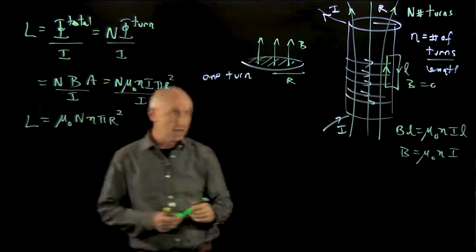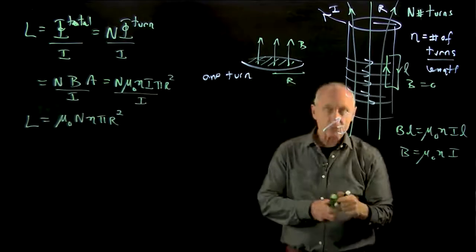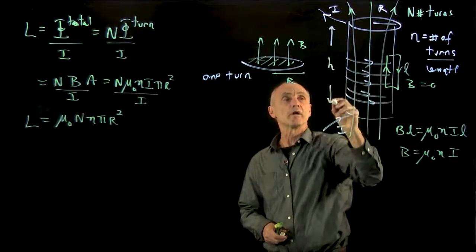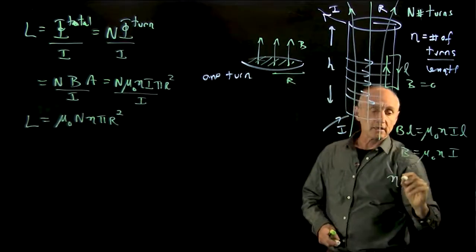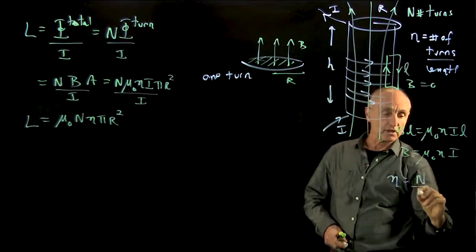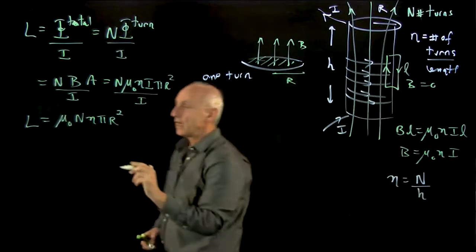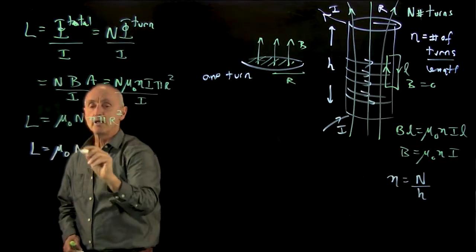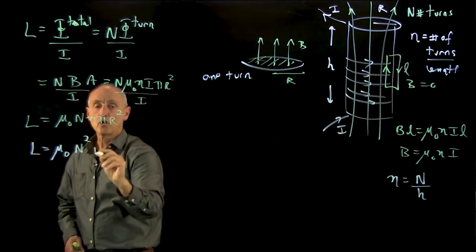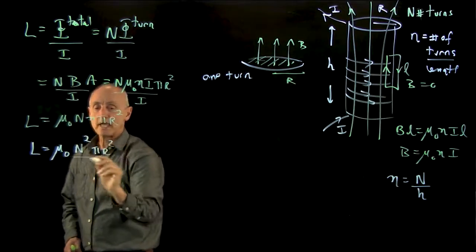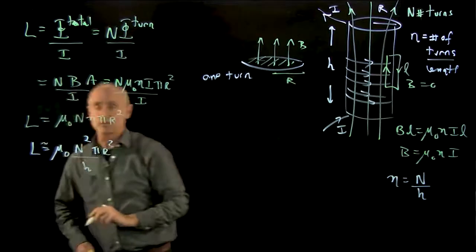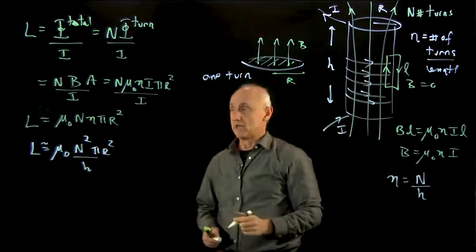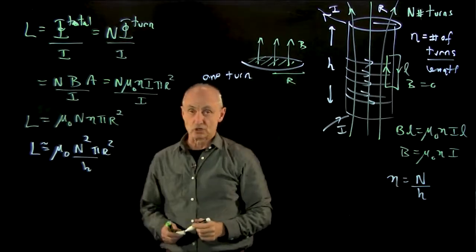Now, suppose that our solenoid was a length, we'll just call that h. Then the little n is the total number of turns divided by h. And so what we get for the self-inductance of this solenoid is approximately mu naught N squared pi r squared over h. And we'll make an approximation sign because we're assuming now it's a finite solenoid of length h. But that's a pretty good approximation.